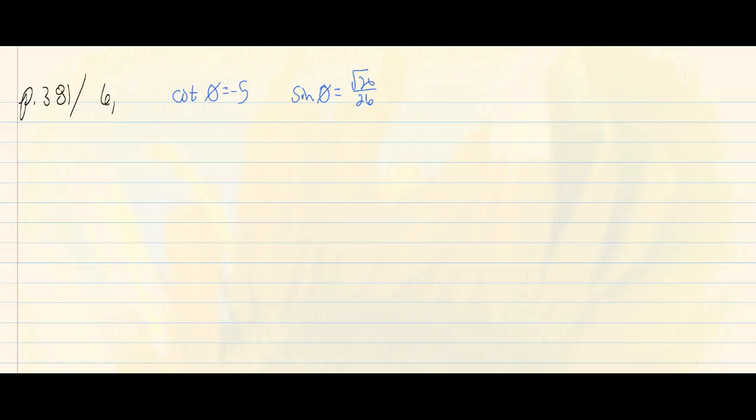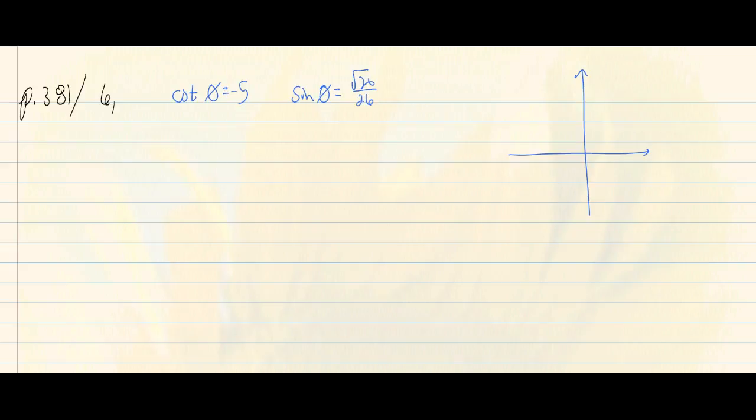These are a few problems out of Pre-Calculus section 5.1 on using fundamental trig identities. Problem number 6 gives us that the cotangent of phi is equal to -5 and the sine of phi is equal to root 26 over 26. The first thing we have to figure out is where is this angle located?